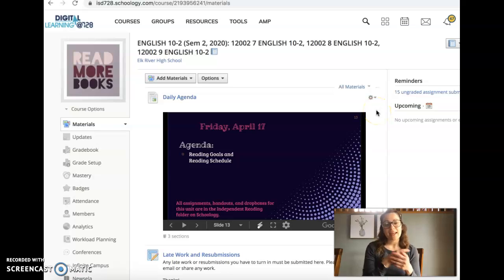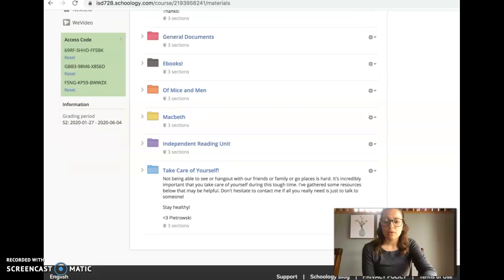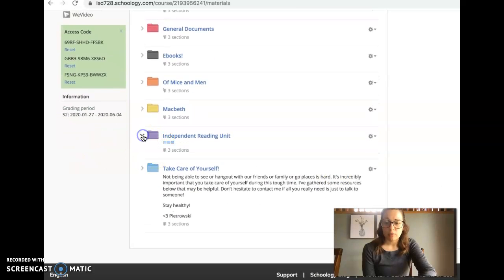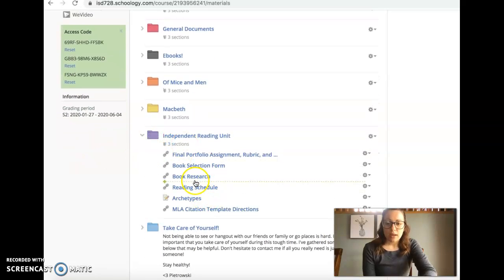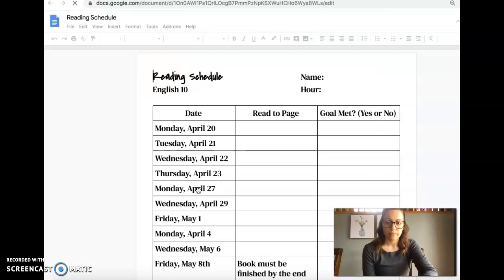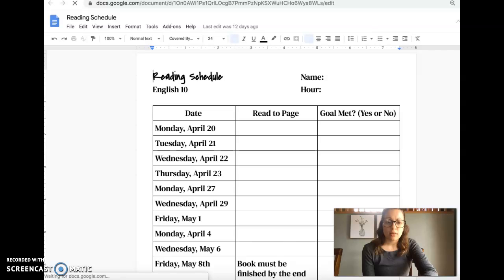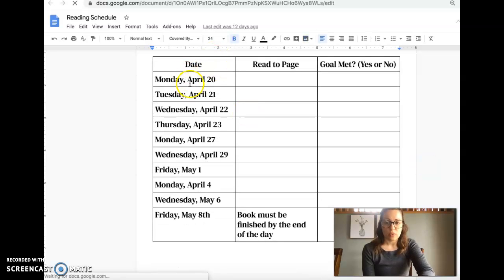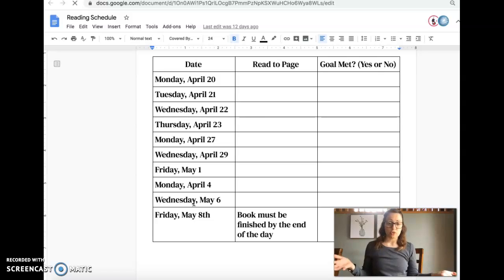It's Friday, April 17th. Today what you need to do is set up your reading goals and your reading schedule for this unit. So if you scroll down to our independent reading unit and then click on reading schedule, these are the days that you guys have assigned reading, where basically all you have to do is just read on those days.